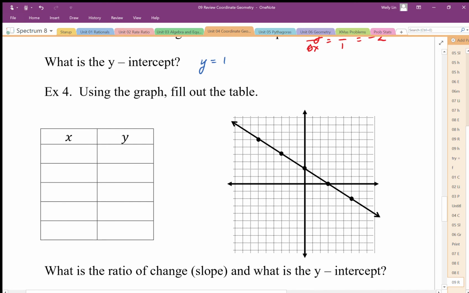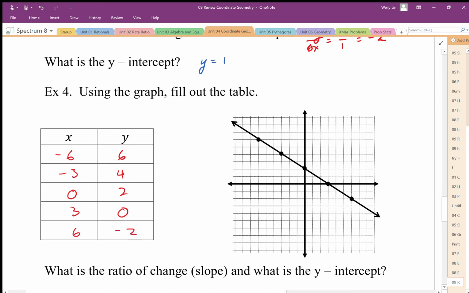So here I could fill out the table from the graph. Remember that equations, tables, and graphs are all related. So if I start with a graph, I can fill out my table. Okay, so I have (-6, 6), (-3, 4), (0, 2), (3, 0), (6, -2).